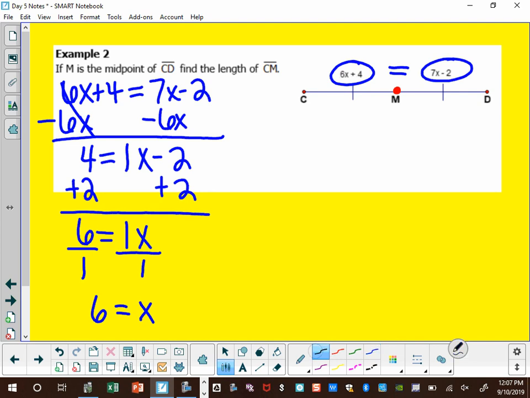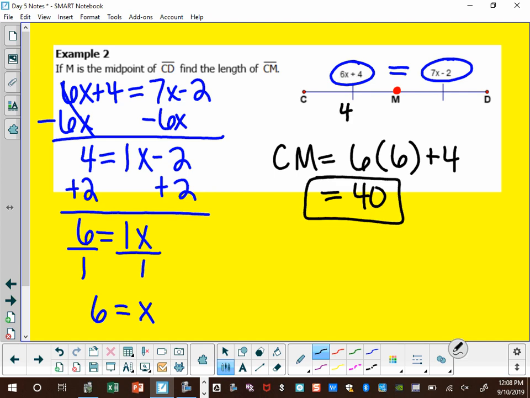So if I want to find Cn, I'm going to plug in. Cn, they told me, was 6x plus 4. Instead of x, what do I type in? 6. So type this into your calculator. Everyone do it. Don't just wait for it to be blurted out. 6 times 6 plus 4 gives us what? 40. We should get 40, good.